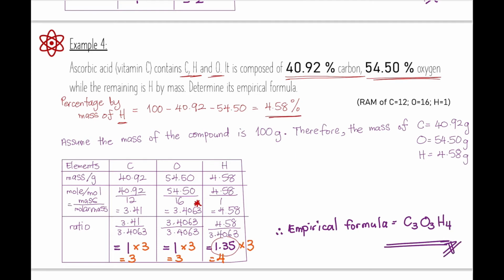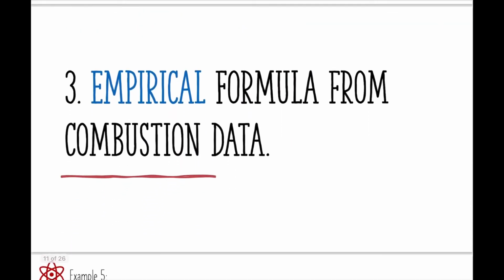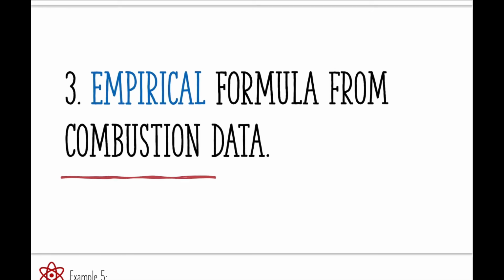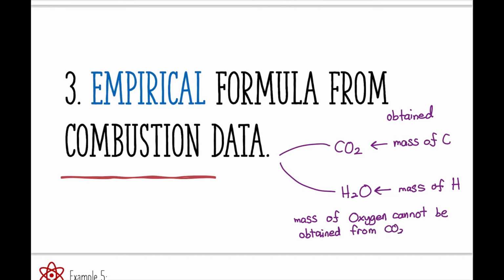Let's move on to the last type of data to calculate empirical formula from, which is combustion data. When a compound is combusted in excess oxygen, carbon dioxide and water are produced. From this data, we can calculate the mass of carbon from carbon dioxide and mass of hydrogen from water. Be reminded that the mass of oxygen cannot be obtained from carbon dioxide and water because the oxygen might come from the surrounding.